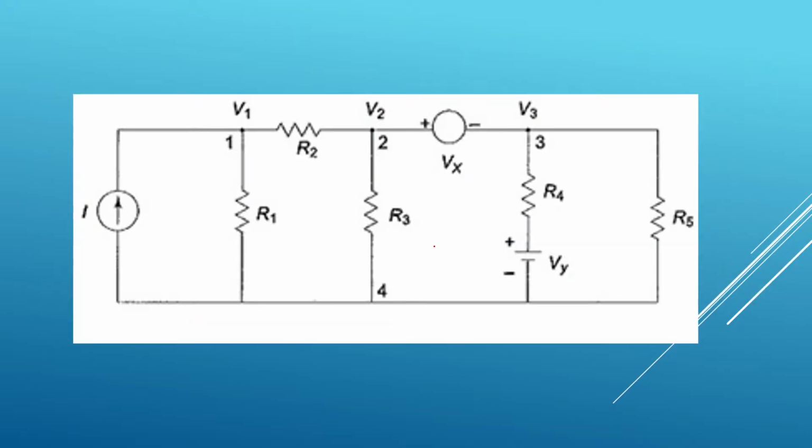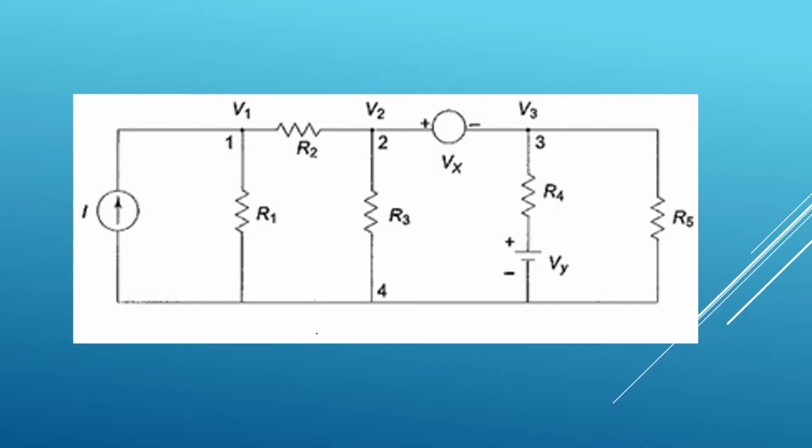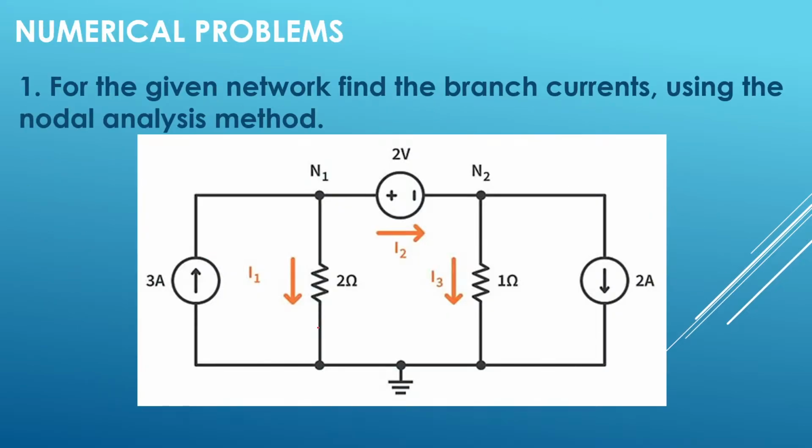See here in this diagram, in between node 2 and node 3 there is a voltage source. If there is a voltage source between two nodes, then you have to modify the circuit to determine the unknown parameters. There is a procedure. I'm not going to discuss the procedure. Let us solve some numerical problems to understand the concept.